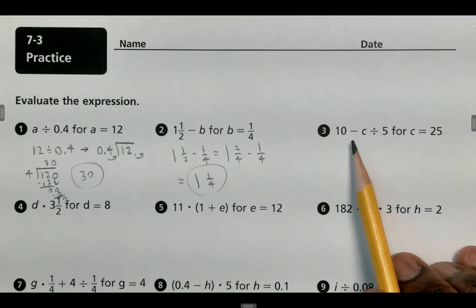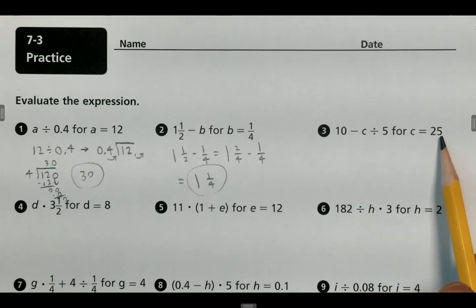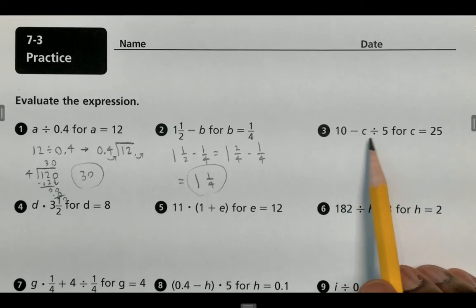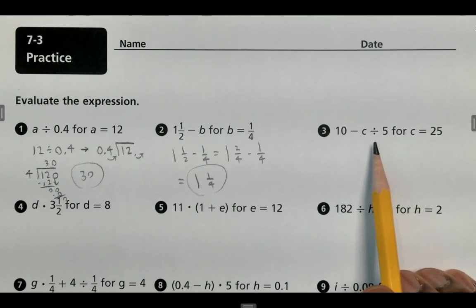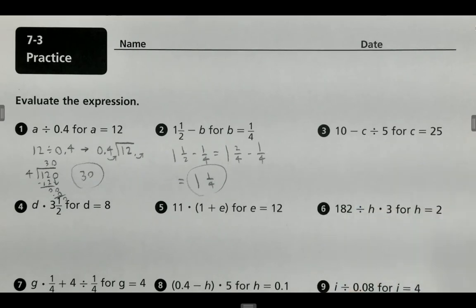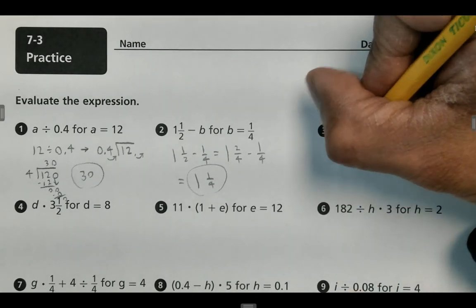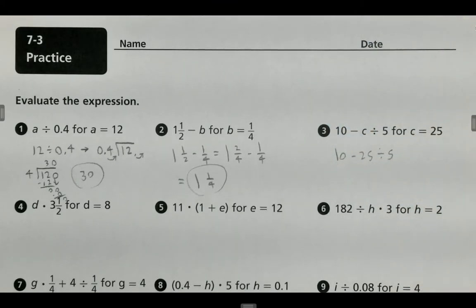Number 3, 10 minus c divided by 5 for c equals 25. You can see we have an expression now with two operations, so we'll have to be careful to use the order of operations when solving it. Let's replace c with its value. 10 minus 25 divided by 5.